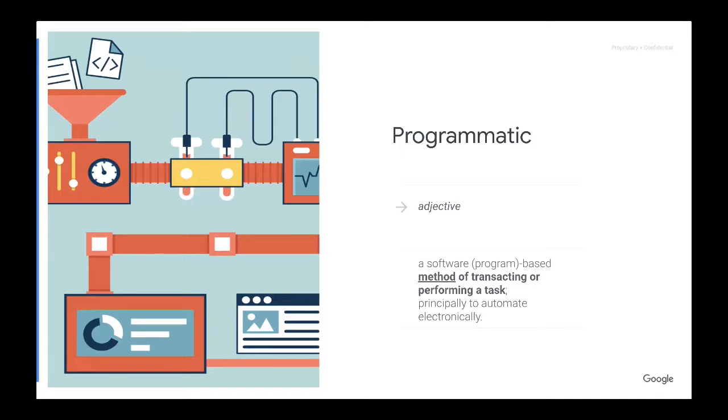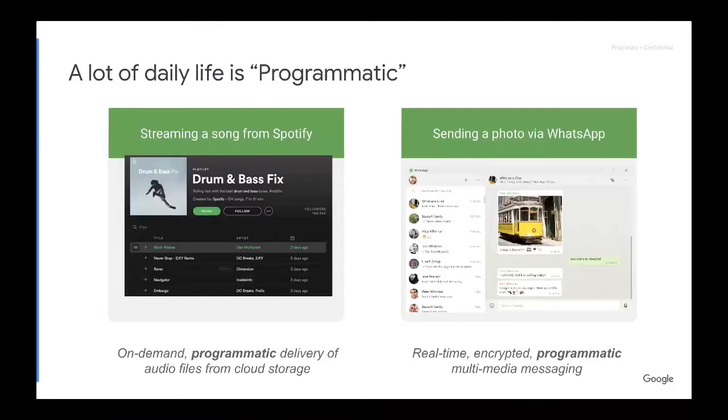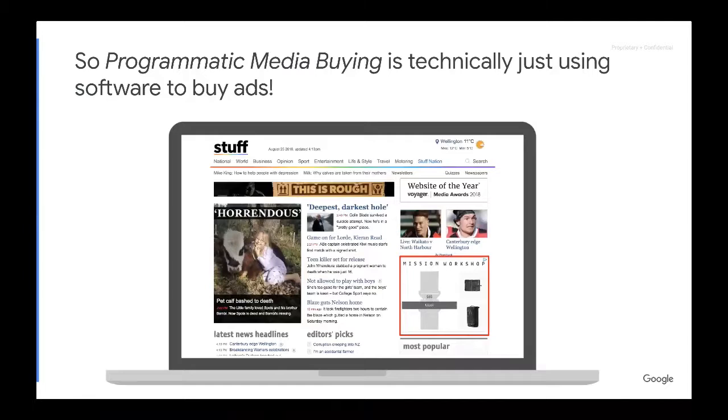The most important thing to remember is that programmatic is not just an adjective. It's a method: a software program-based method of transacting or performing a task. In our daily life, there are a lot of things that are programmatic already. For example, streaming a song from Spotify is programmatic. Sending a photo through WhatsApp is also programmatic. So programmatic media buying is technically just using software to buy ads.